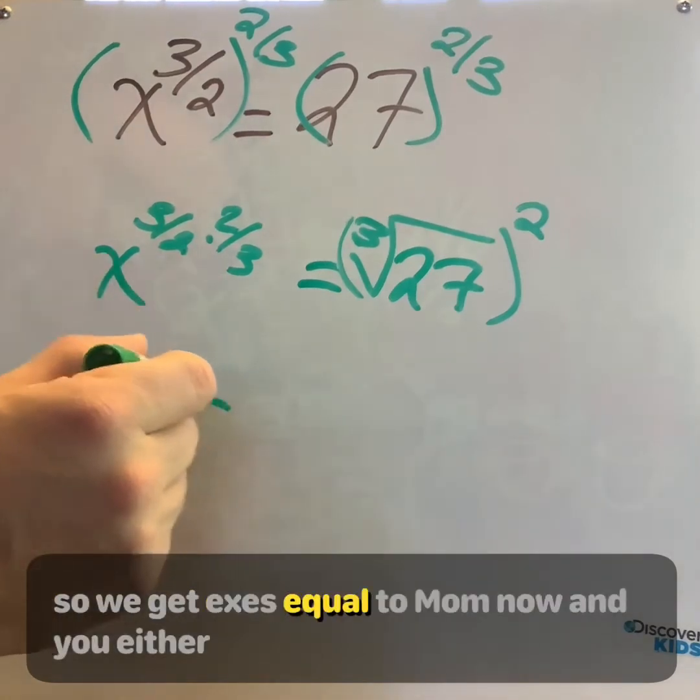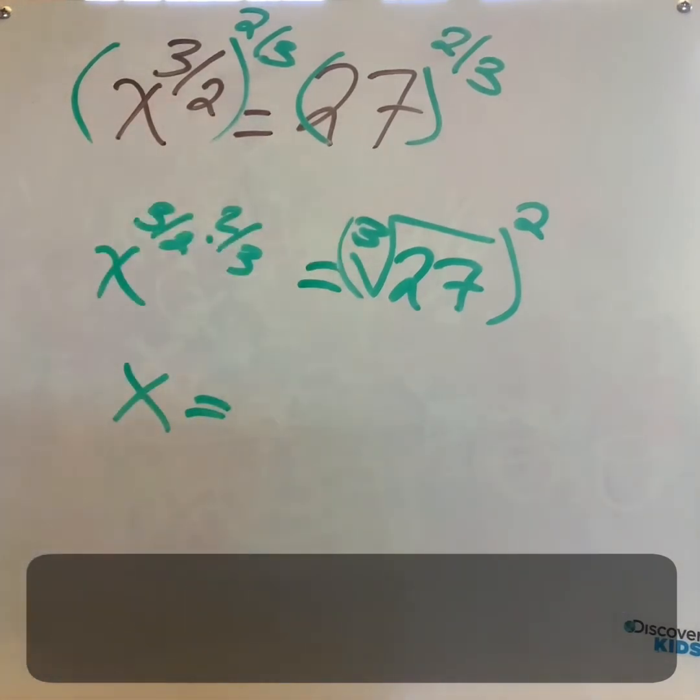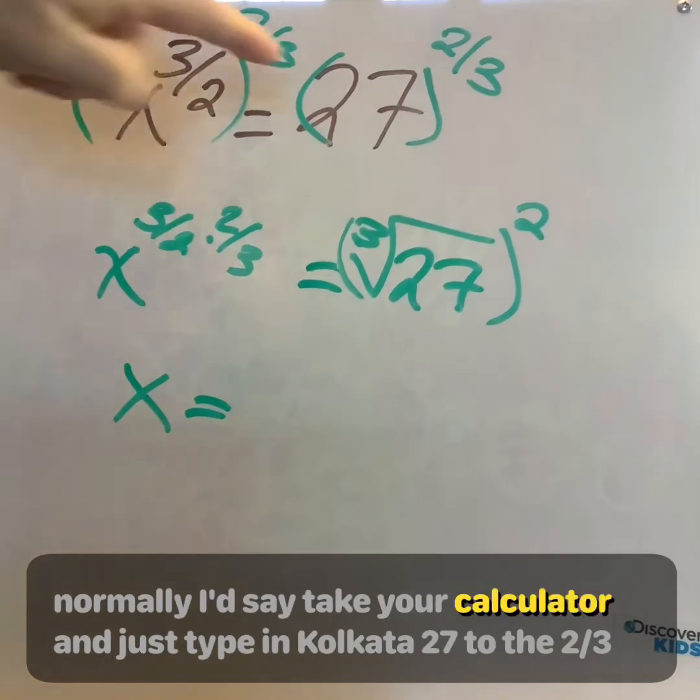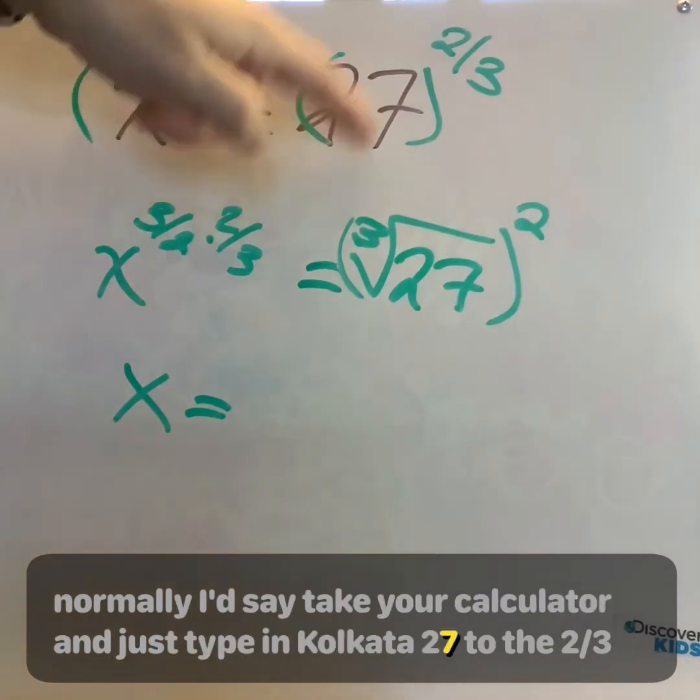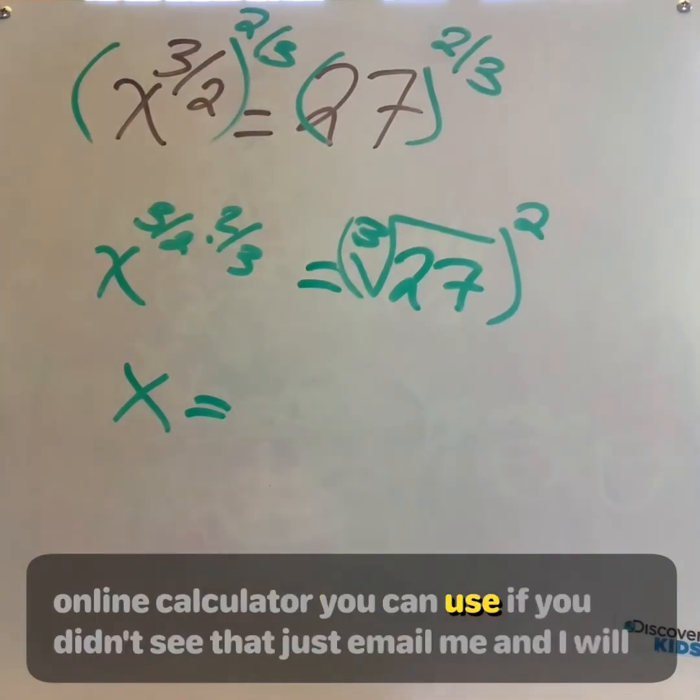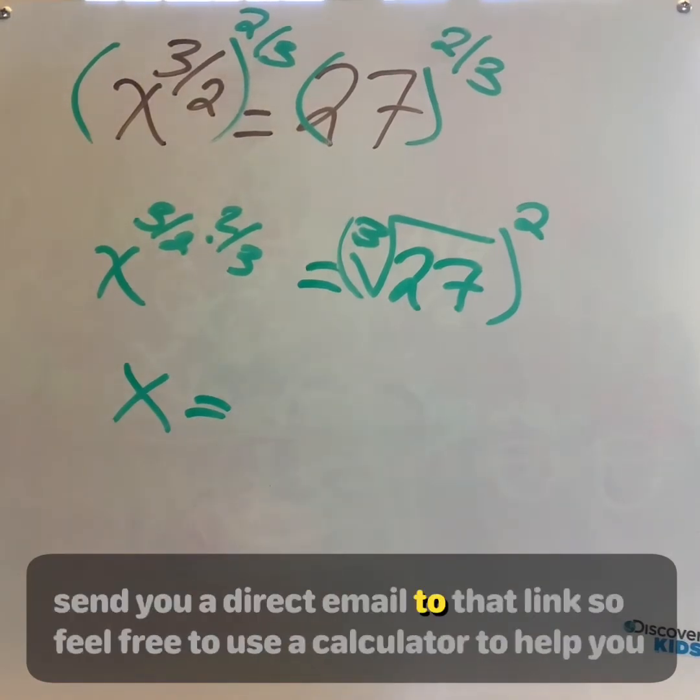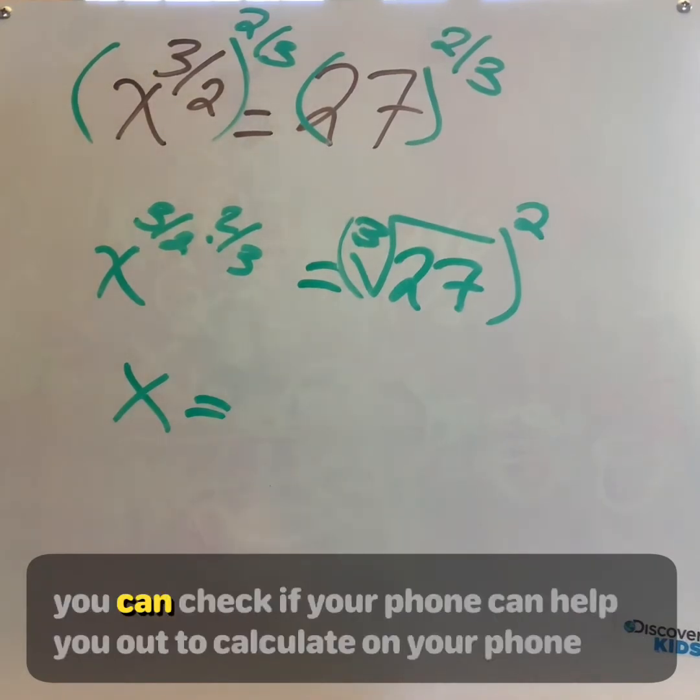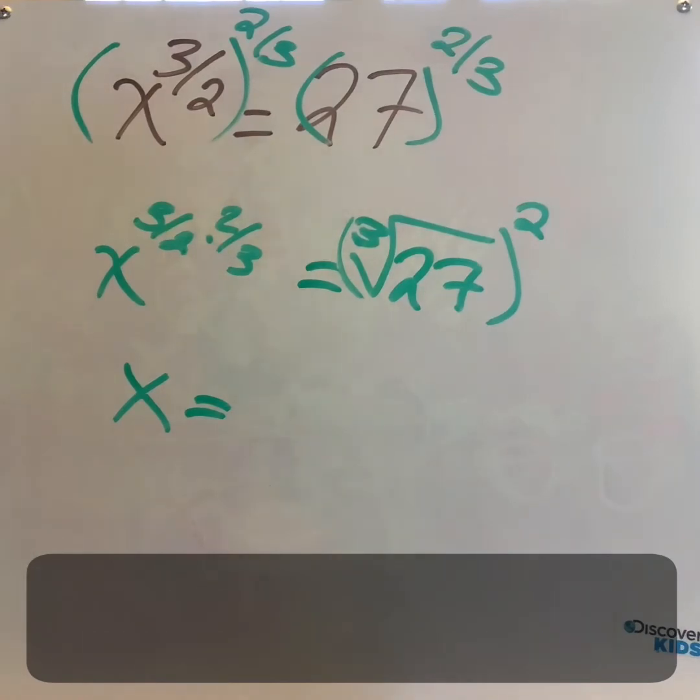So we get x is equal to, well, normally I'd say take your calculator and just type in your calculator 27 to the 2/3, but we don't have those calculators. I did give you a link in the stream to an online calculator you can use. If you didn't see that, just email me and I will send you a direct email to that link. So feel free to use that calculator to help you. You can check if your phone can help you out, the calculator on your phone.